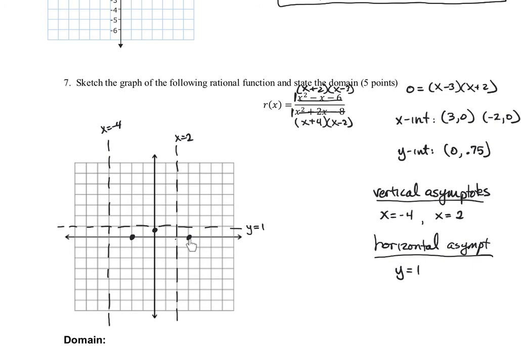Because that's always the suggestion I make, if you're trying to decide whether the graph is going to be above or below that horizontal asymptote, plot a point. And we already have one plotted here. It's our x-intercept. So that tells us that the graph will go through that x-intercept like that.